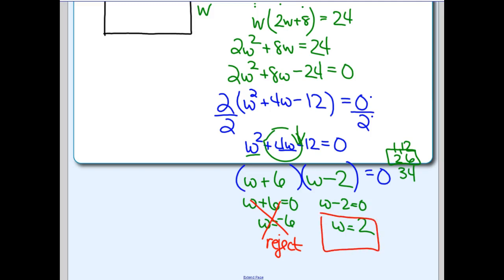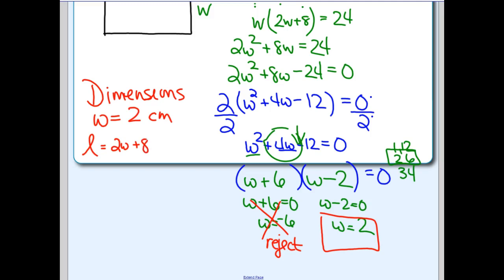Now, we did all that work. Let's make sure we answer the question. And the question was, what are the dimensions? So that means we've got to find the width, which is w, which was 2 centimeters. And then the length, well, remember, that was what? 2w plus 8. And if we plug 2 in there, we're going to get 12 centimeters.